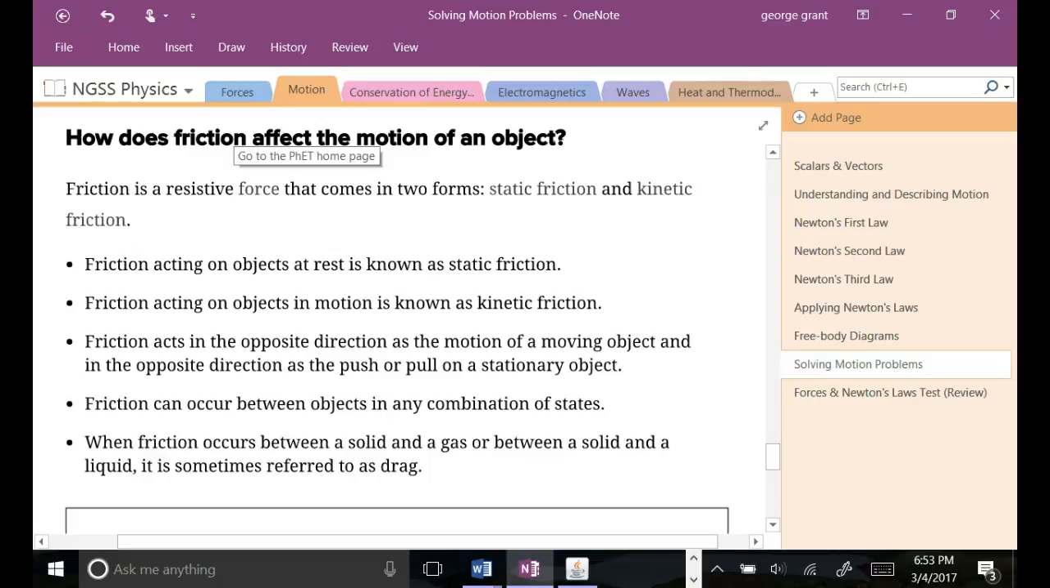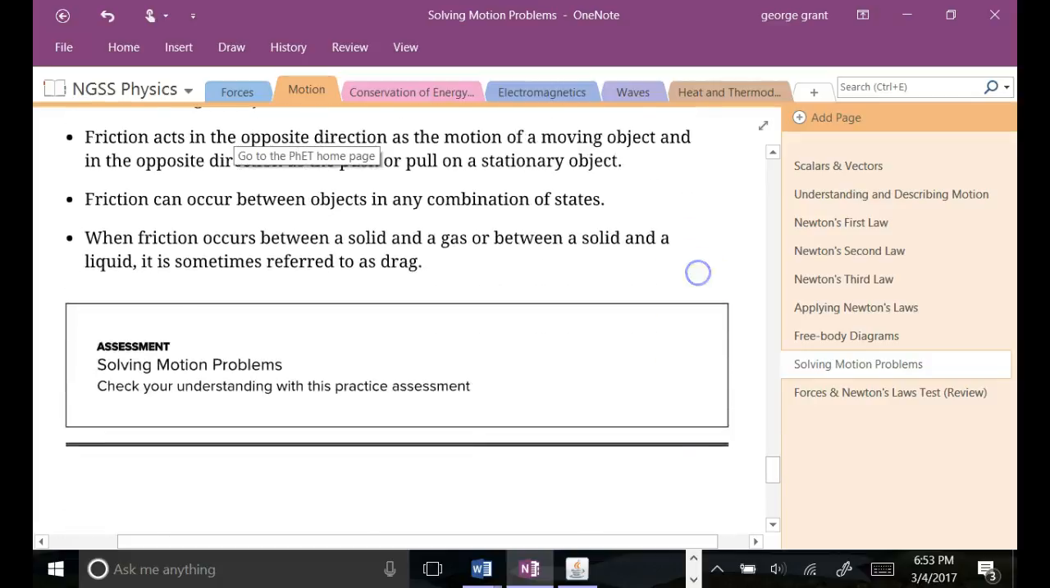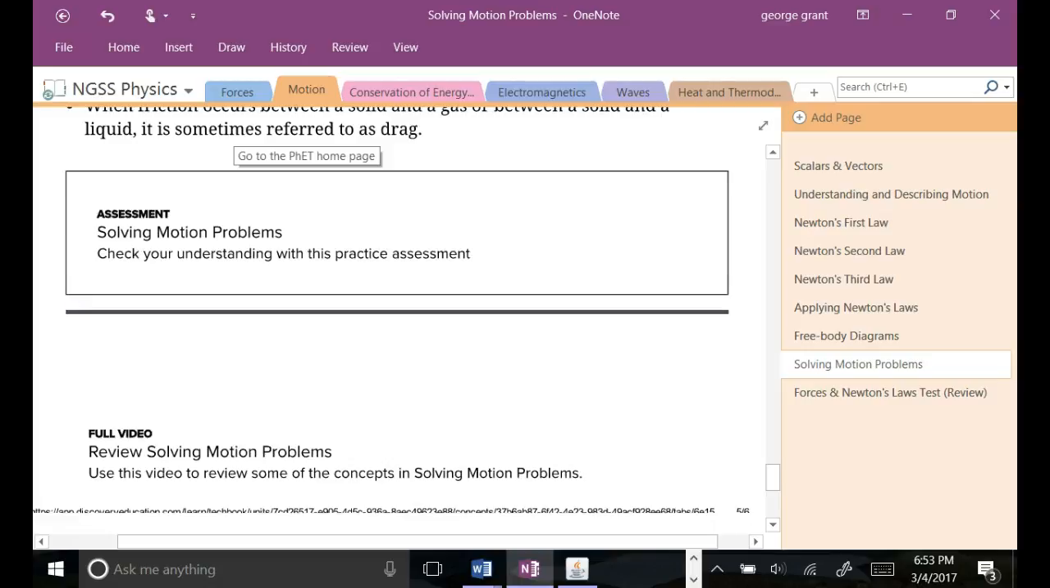When friction occurs between a solid and a gas, or between a solid and a liquid, it is sometimes referred to as drag. Friction can occur between a solid and a gas. Just stick your arm out the window at highway speed, and the force of the air hitting your arm will bounce, the air molecules will bounce off your arm, pushing it backward. Okay, I hope that makes things clearer.